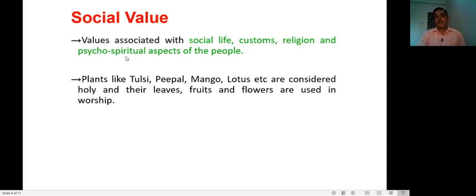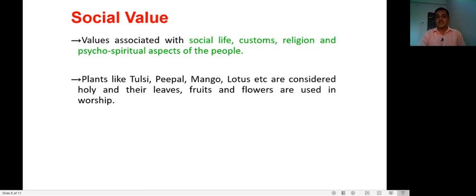These people have their own psycho-spiritual aspects, and these psycho-spiritual aspects give rise to a kind of biodiversity value. For example, there is the importance of Tulsi plants in the Hindu religion. Then in the case of Gautam Buddha, the importance of the peepal tree is highlighted. Mango and lotus are some more examples of social values, and they are used in holy rituals, and their leaves, fruits, and flowers are used in the worship of their god.